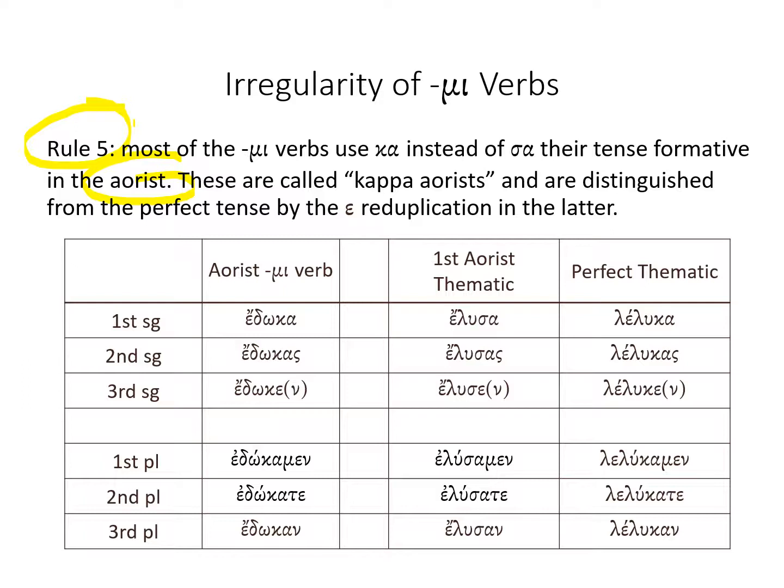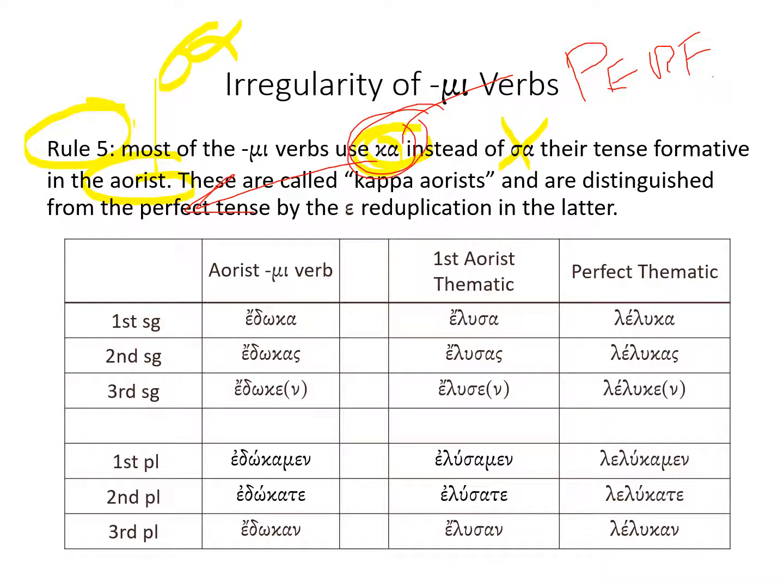And what we have is a ka replacing a saw. We're used to the aorist having saw as our active tense formative, but here ka, the problem is ka is normally the perfect. Remember, that's the tense formative for the perfect active indicative. We use ka. So how are we going to differentiate these two?